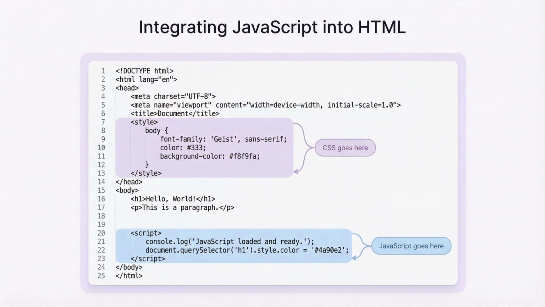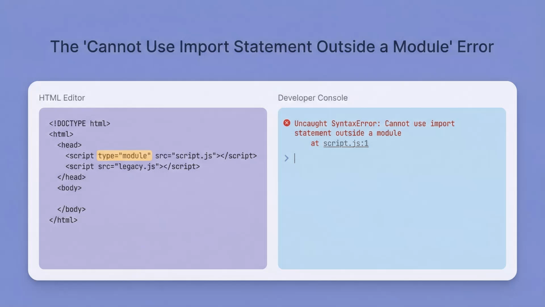CSS has its style tag, JavaScript has its script tag. Both can be written directly inside the HTML file without needing any external files. This internal approach is great for learning and quick testing, even if external files are the best practice for larger projects. When the instructor tries to use a JavaScript import statement directly in a script tag, the browser throws an error: cannot use import statement outside of a module. This is a very common error that trips up beginners.